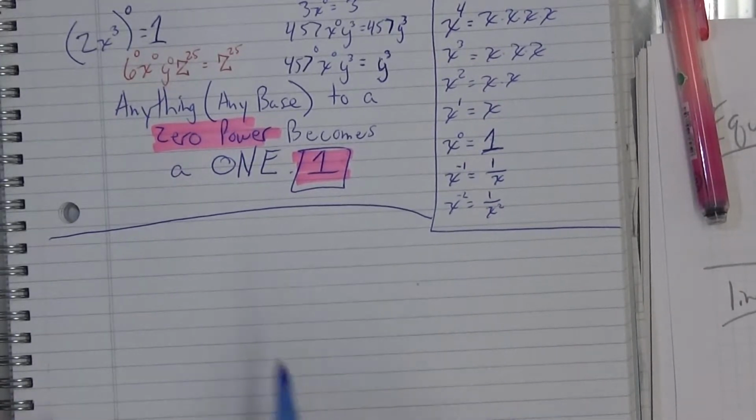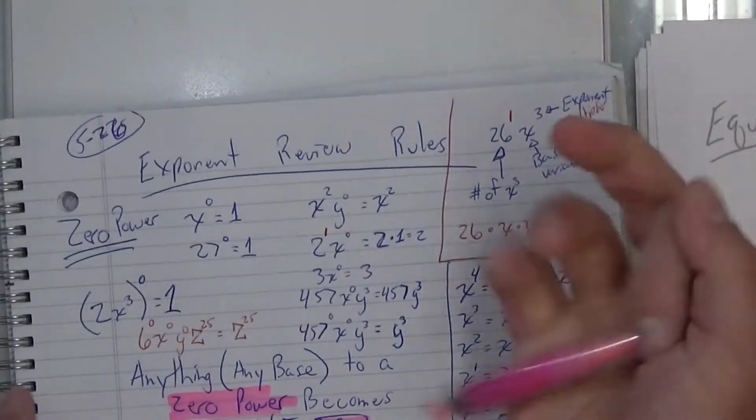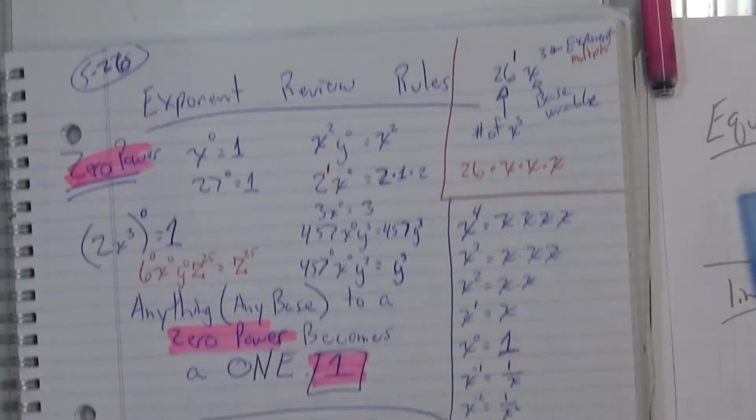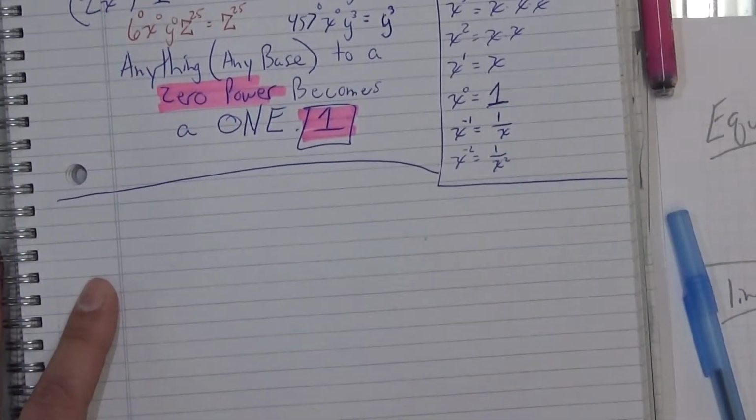All right, guys. That is the 0 power. Okay? Remember, this should be review. Well, we haven't learned this. Yes, you have. I've seen your notes.